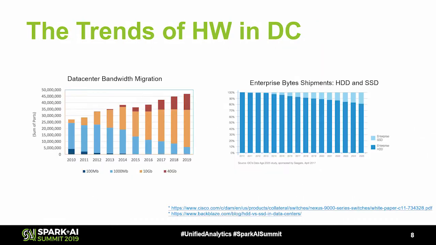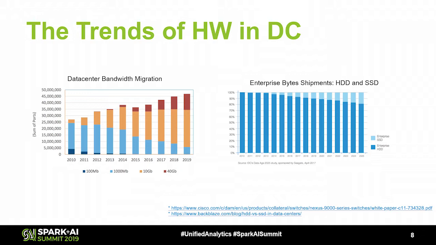within this decade, the hardware has changed a lot. According to the chart provided by Cisco on the left side, here is the data center bandwidth migration. From the year 2010 to the year 2019, the bandwidth of the network increased from 1 GB per second to 10 GB, even up to 40 GB. Now a fast network can reach up to 100 GB per second.